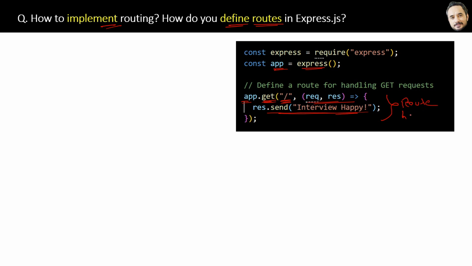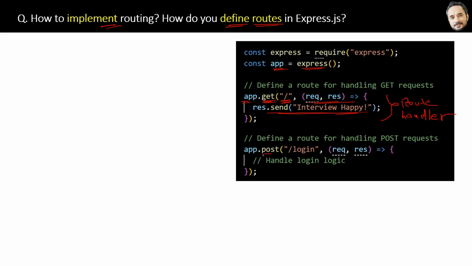Similarly, we can define the routes for other methods like post, put, delete. And if the URL is .com/login, that means this defined route will execute only when the URL has login in it. Okay, and for the post method, the request method must be post only. For that only this will execute. Great. This is how we can define the routes to implement simple routing.